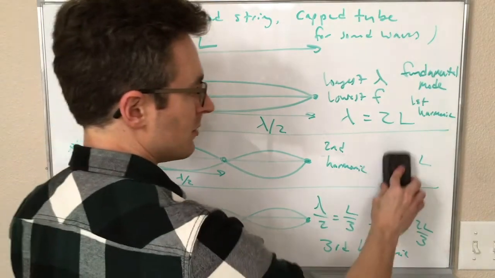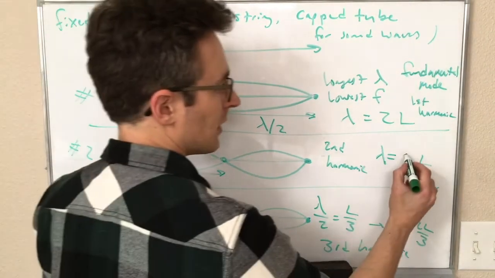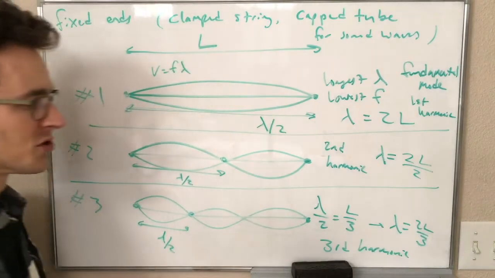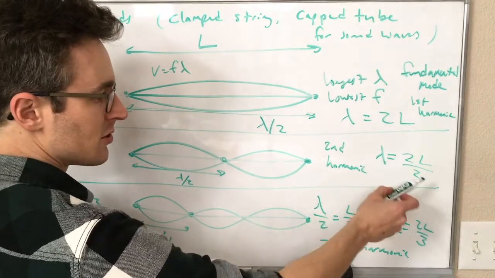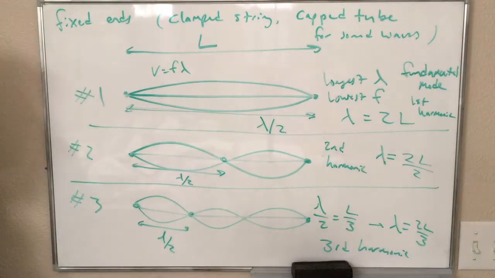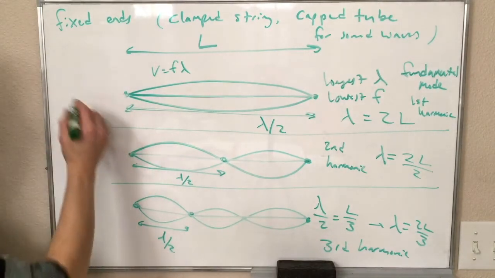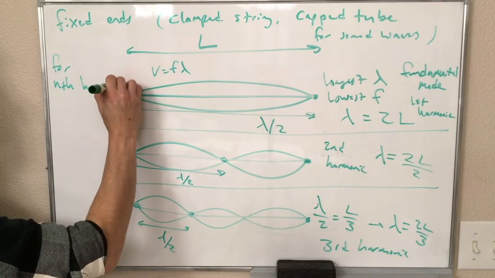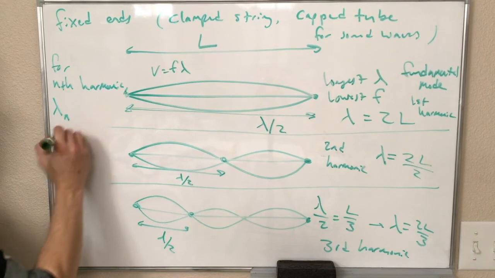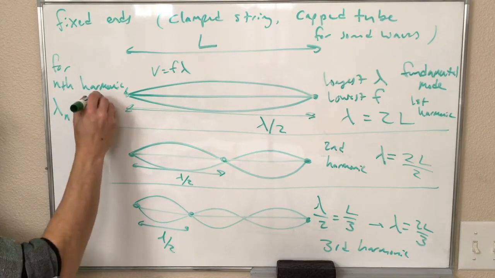There's something we can do to maybe make the pattern more obvious, and that is, instead of writing lambda equals L, I'm going to write lambda equals 2L over 2, which is of course equal to the same thing, right? I'm just multiplying by 2 halves. So we have 2L, 2L over 2, 2L over 3. So that gives us a very convenient equation to use. For the nth harmonic, lambda n, the wavelength of the nth harmonic, is equal to 2L over n.